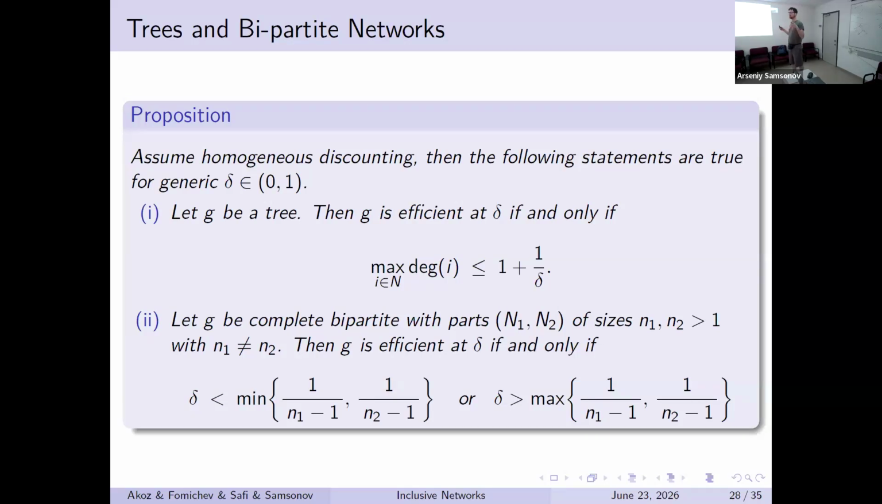Basically, if the tree has small maximum degree, and if the delta is small enough, then any interior allocation on the tree is going to be efficient. If we have large delta and many leaves, then we increase the opportunity for these characteristic spillovers, so interior allocations can stop being efficient. For bipartite graphs, everyone here knows what these are. Right. Okay.